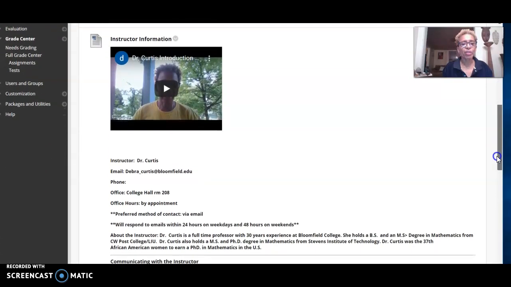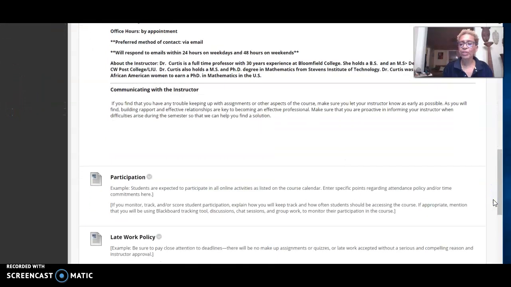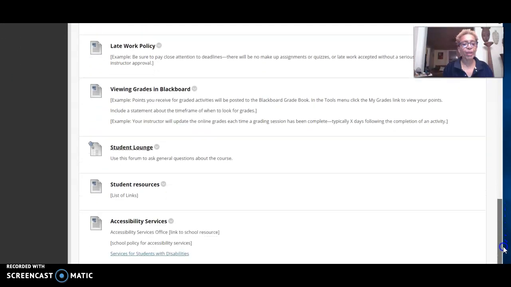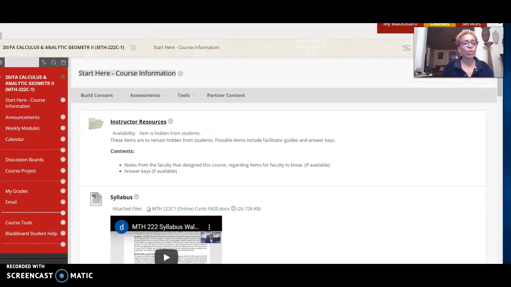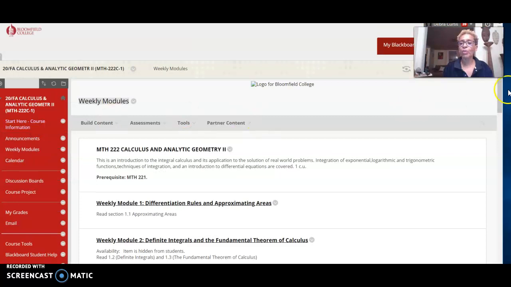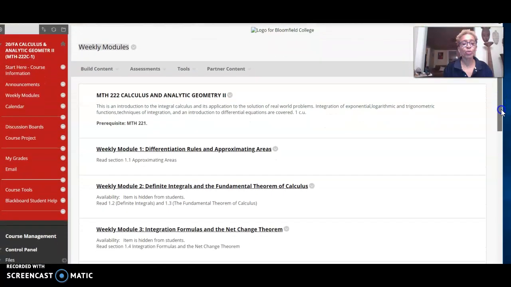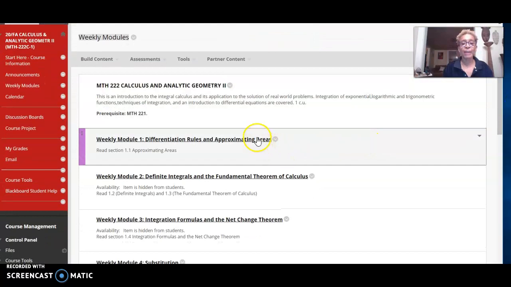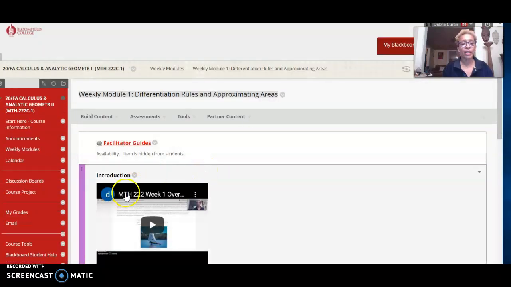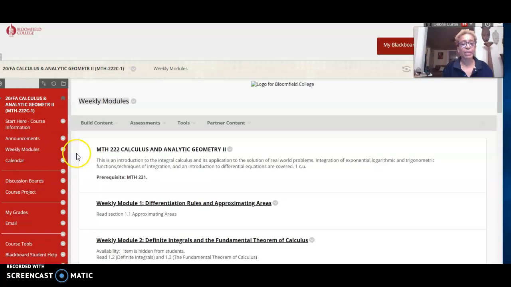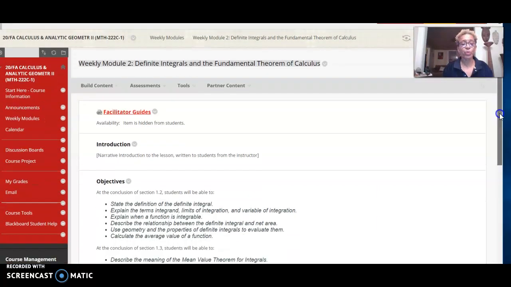I have an introduction there, just introducing myself. This is all on page 1 of Start Here. Okay, so you would go to Start Here, and the next thing you want to do is to go to the weekly modules. I don't know if you're just starting with us. Some people are, so you would go to weekly module 1, click on that, and you'll see the introduction to that week and what you need to do. All right, so if I were you, I would definitely do that and complete the assignments. Weekly module 2 is what we're going to be working on this week.